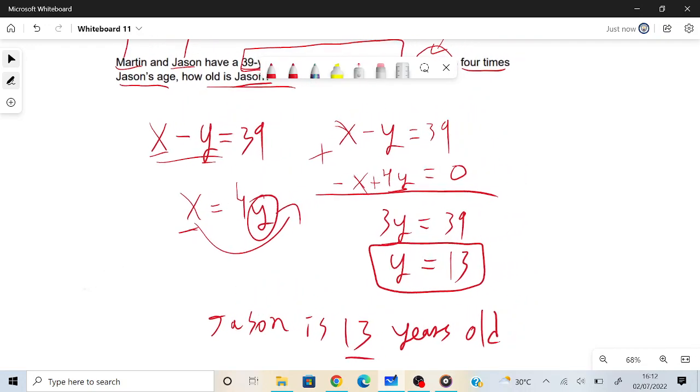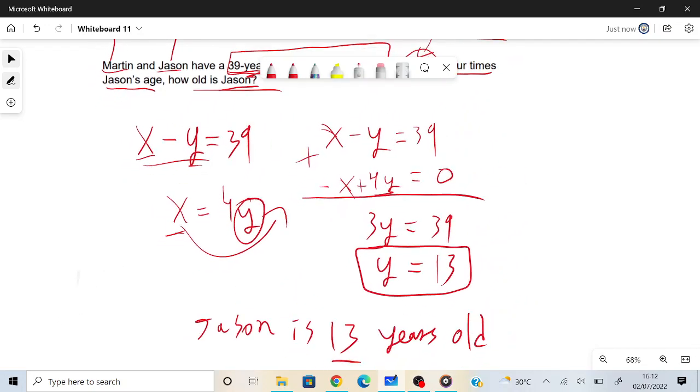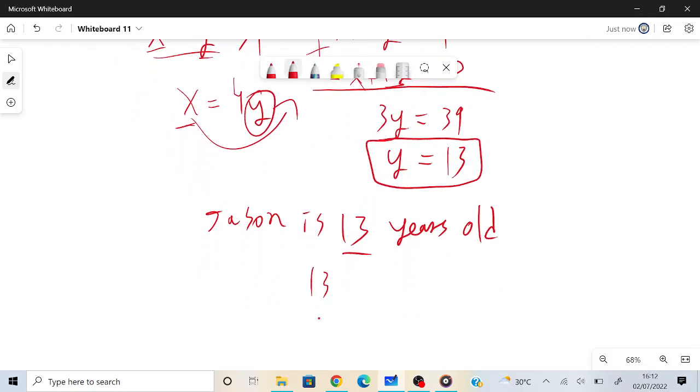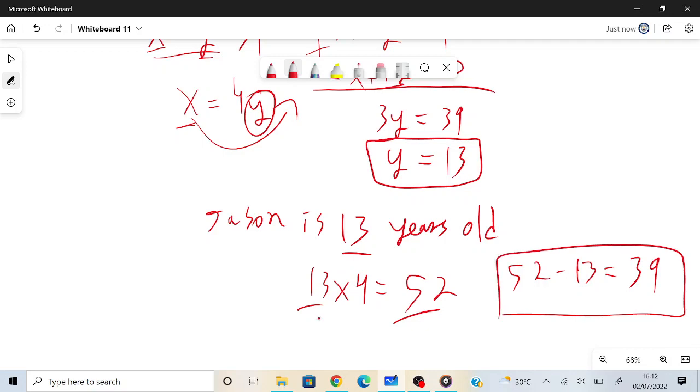Now you can confirm this. If he is 13 years old, I am supposing he's a he, then that means you should times this age, 13, by 4 to get Martin's age. And Martin's age, that means then, should be 52. And they said that the difference between the two, that's 52 and 13, is meant to be 39. So 52 minus 13 is indeed 39. So Jason's age is correct. And that is the final answer for that question.